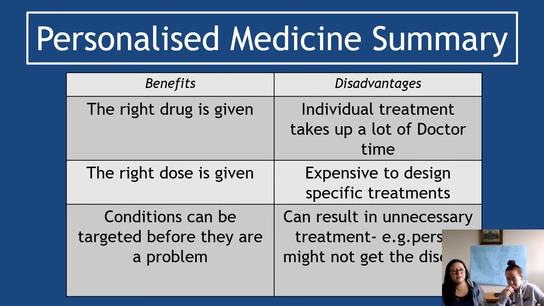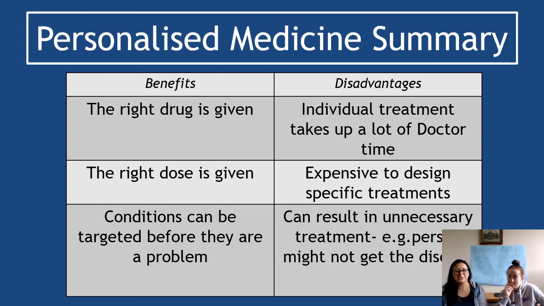A benefit of overall personalized medicine is that conditions can be targeted before there are problems. So for example, sending your genetic data off to someone and them telling you that you might have a risk of cancer or breast cancer, the idea is that you can make a decision about that before it's actually a problem and eliminate your risk or reduce your risk considerably of developing that cancer.